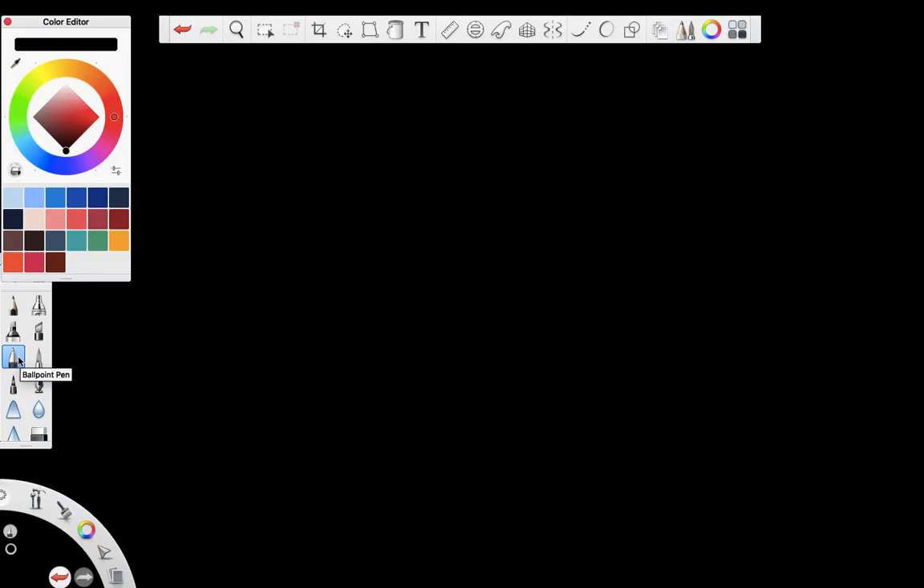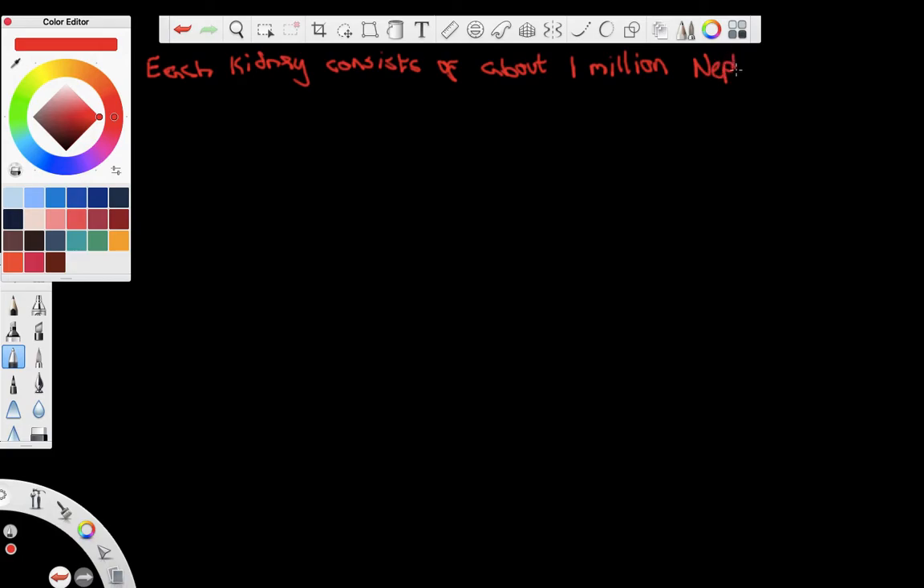So each kidney consists of about 1 million tubular structures known as nephrons. I'm going to put that in red because it's important. Each kidney consists of about 1 million nephrons.